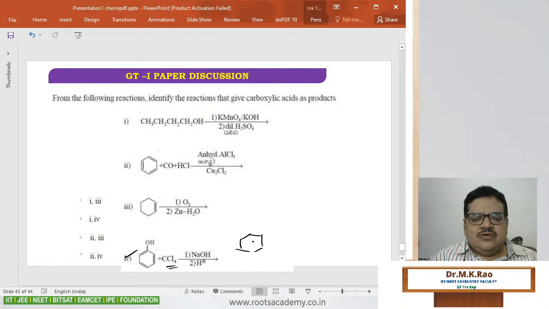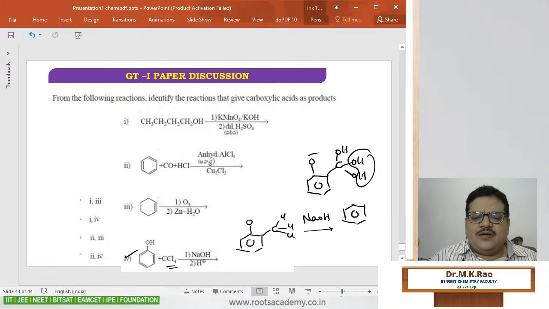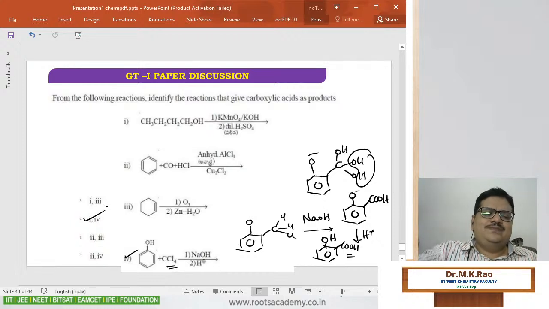First the phenoxide ion forms CCl3, which upon hydrolysis, meaning reaction with sodium hydroxide, leads to the phenoxide with C, OH and OH, with loss of water. So it forms O minus and COOH. On acidification, it forms salicylic acid. This should be your option 2.